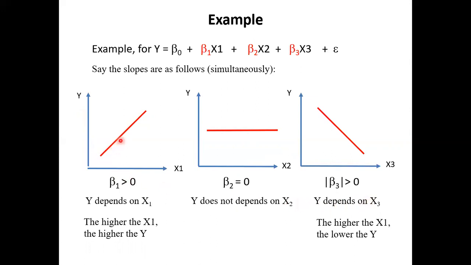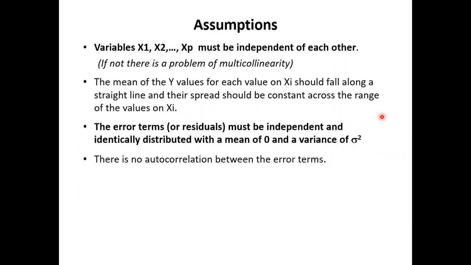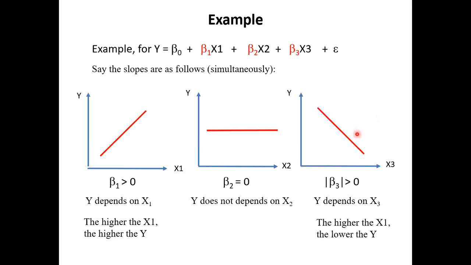Since it's positive, the higher the x1, the higher the y. Here it's negative, coming down: the higher the x3, the lower the y. So these are patterns you're going to look for in a multivariate analysis. It could be positive, it could be negative, it can be 0. All this is based on p-values; you obtain whether each one is significant or not.